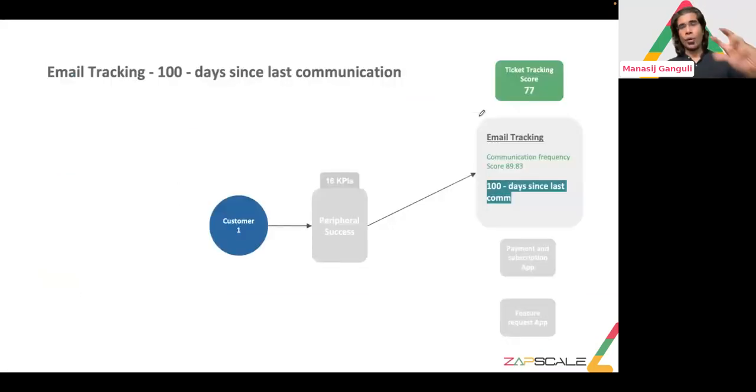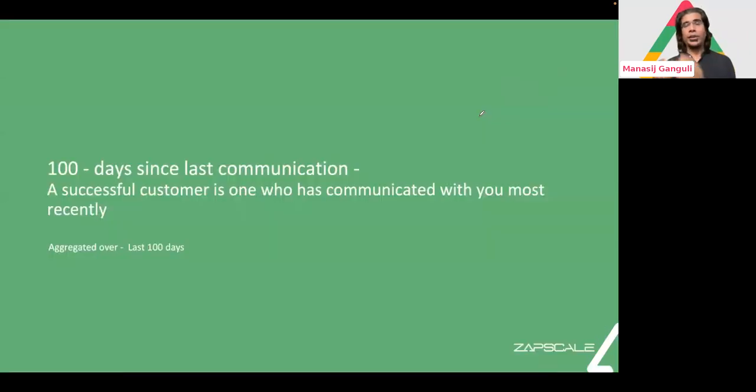That's the combination score. Second is we would want our customer to be in touch most recently, so that we know that yes, they are engaged with us very much in the near past, rather than we have not spoken to them for a long time.